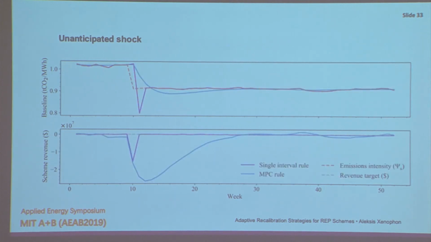Okay, what happens if the policymakers are sleeping? They don't see this shock coming. Well, in week 10, the baseline's value is set too high, so there's a big deficit in terms of scheme revenue. The single interval rule, so this is the anxious policymaker, they drop the baseline by a lot in week 11 to recover the money they lost in week 10, whereas the MPC rule is dropping the baseline quickly to this new equilibrium level, but then it just sits below it for a period of several weeks until this deficit goes away and then reconverges back to the average emissions intensity of the system.